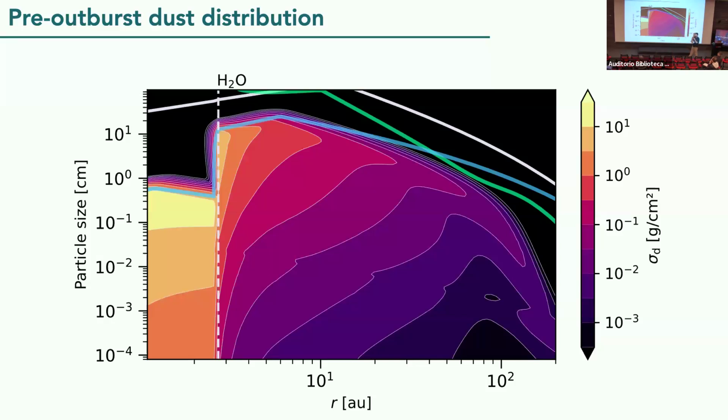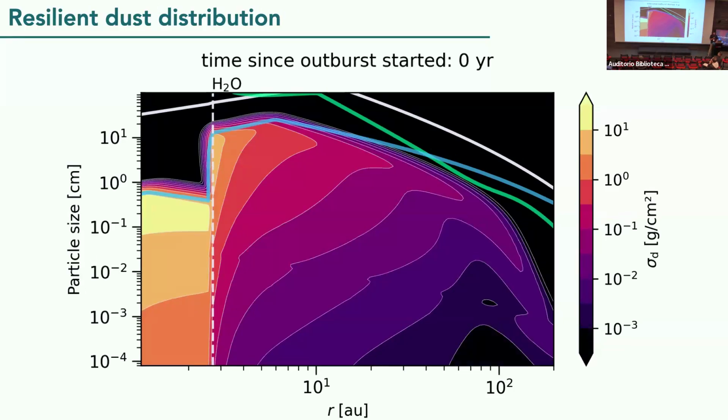The most important line of this plot is the blue line. The blue line shows you the fragmentation barrier, and basically that's where particles want to be. If they're below the blue line, they want to coagulate to this blue line. If they're above the blue line, they want to fragment down to the blue line. So this is the happy place, let's say. So now we put in the outburst, first the resilient case.